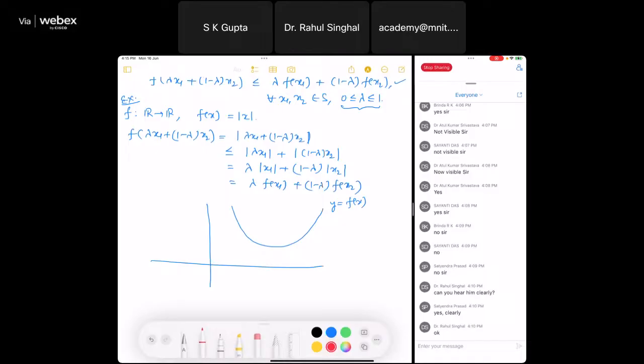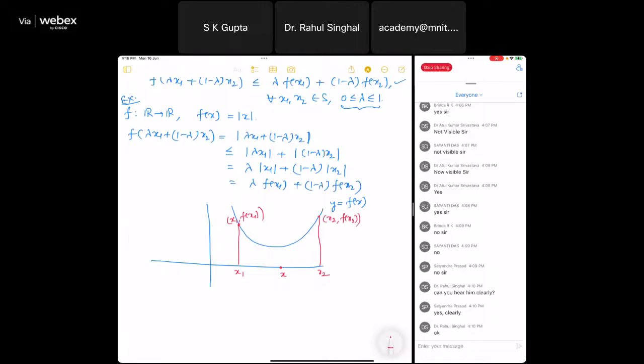Suppose this is y equal to f(x). Suppose you have any two points, one point here, say x1, and another point here, say x2. You take any point x in between x1 and x2. The coordinate of the first point will be (x1, f(x1)), and the coordinate of the second point will be (x2, f(x2)).